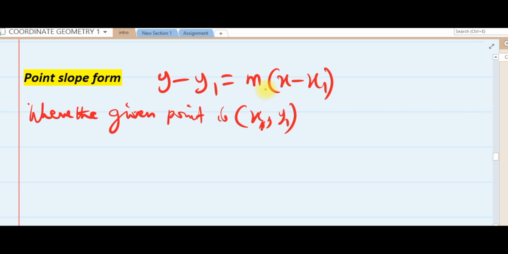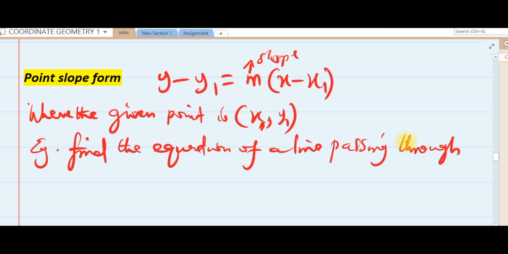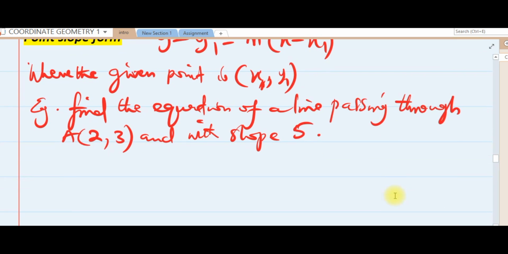So this is our given point. Y1 is... m is slope. Remember, our m is slope. So for example, if you're asked to find the equation of a line passing through (2, 3) and with slope 5. So we are given this and we're asked to find the equation of the line.